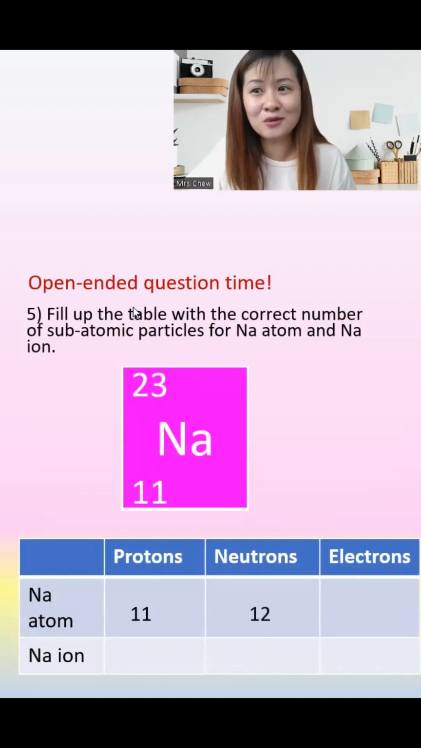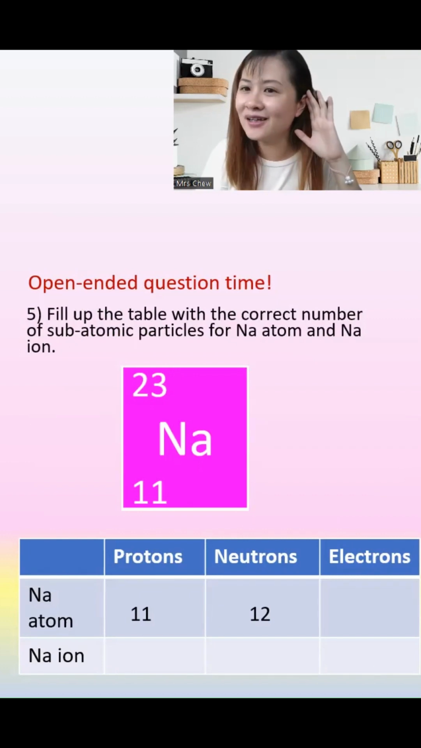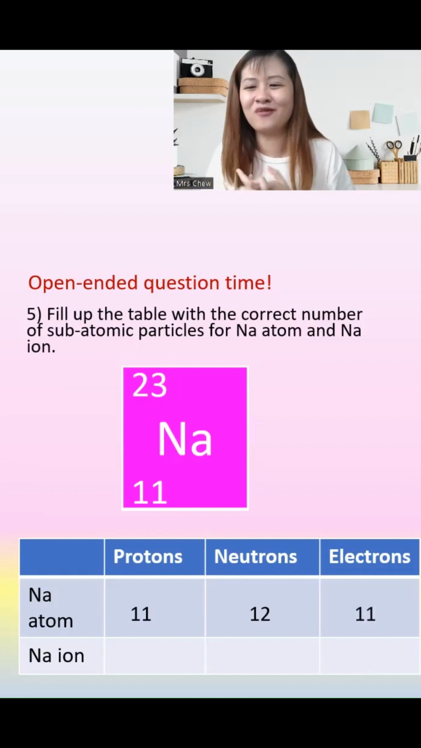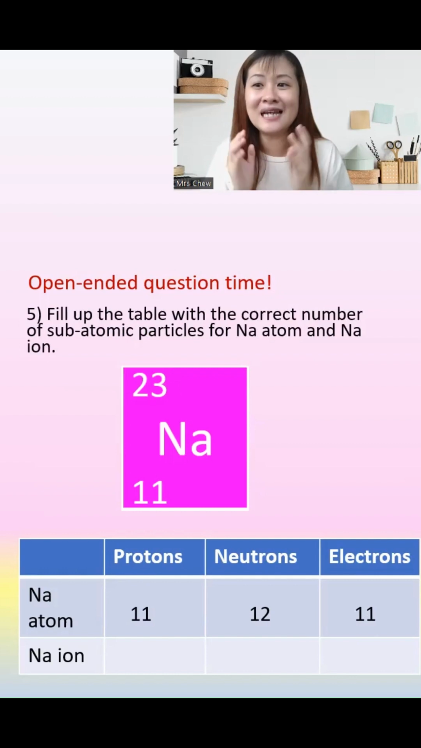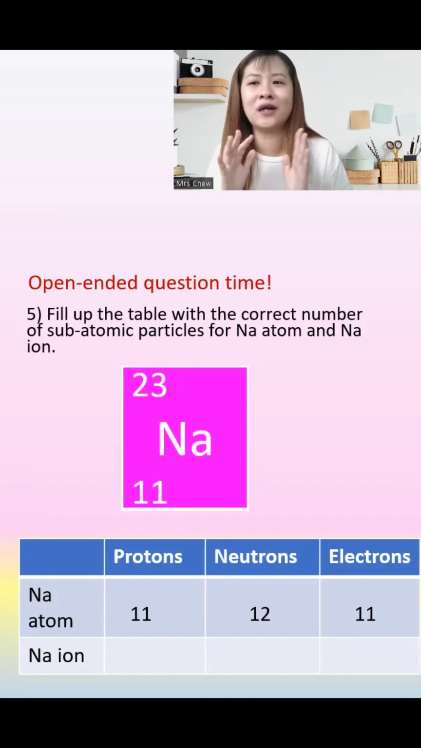We will get 12 neutrons, and the number of electrons is 11. Correct, because for an atom, the number of protons must be equal to the number of electrons because an atom is electrically neutral. However, it is not the same for an ion. An ion has a positive or negative charge.